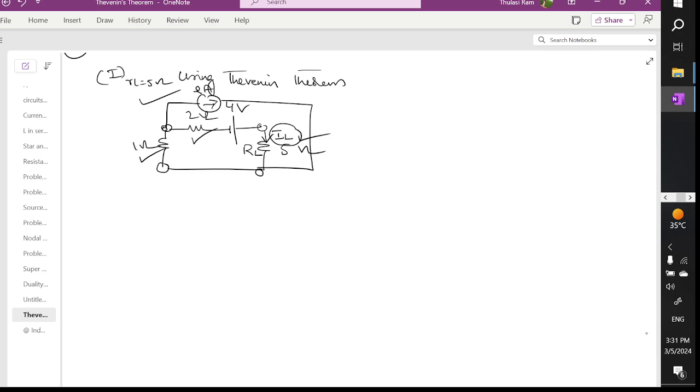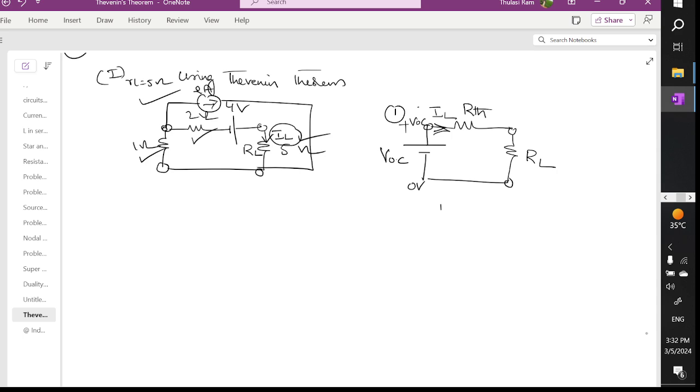The process of finding IL is, first step, we are already very clear with the process. First we draw the equivalent circuit. This is nothing but the open circuit voltage. Second step, we find Thevenin's resistance, and this is the RL given in the problem. We want to find this IL. The voltage at this point is VOC, and the voltage at this point is 0 volts.